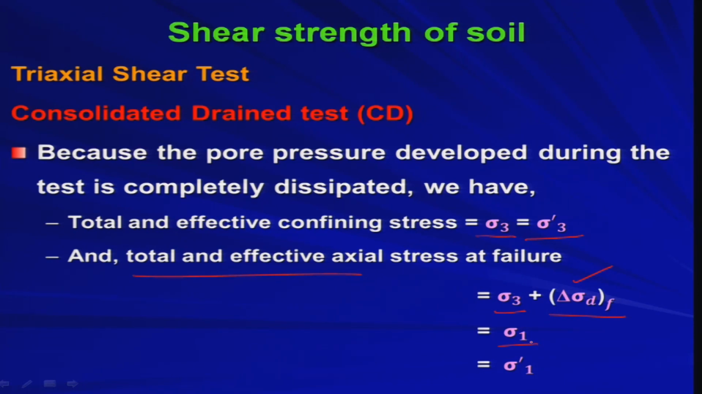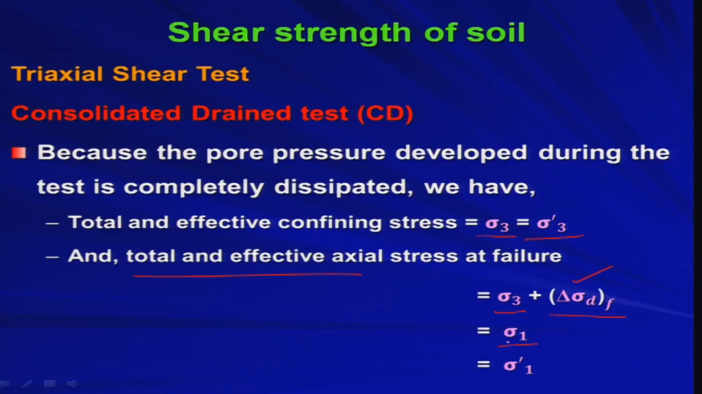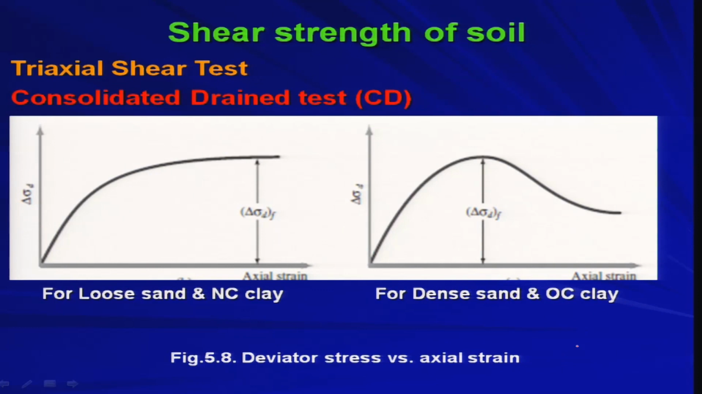And from the mechanism, you have understood now that along the radial direction, whatever principal stress was there was the minor principal stress, and now you are applying sigma 3 plus delta sigma d f at the failure, and that will be your sigma 1, your major principal stress. The total major principal stress must be equal to the effective major principal stress, because you have allowed the drainage. Is that clear? Okay. So, now we will see the deviatoric stress versus axial strain plot for loose sand and normally consolidated soil, and dense sand and over consolidated soil.